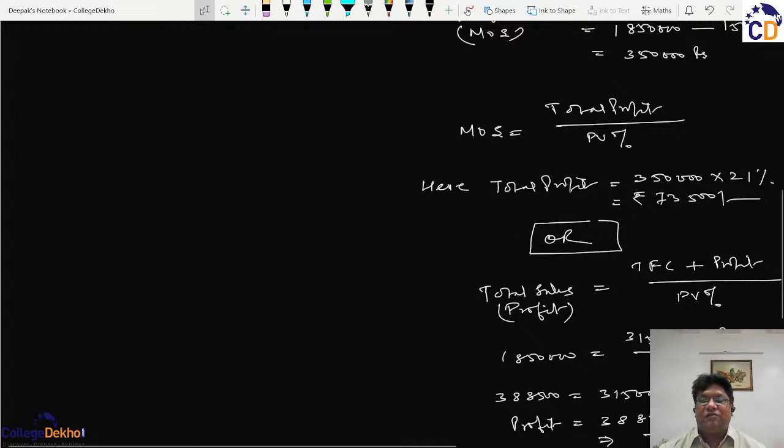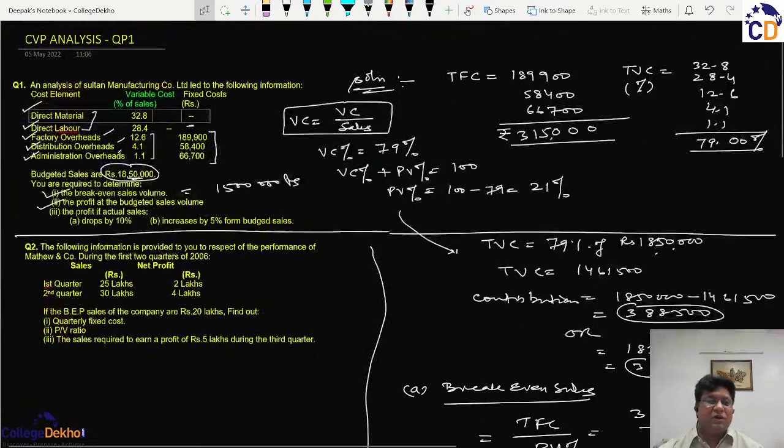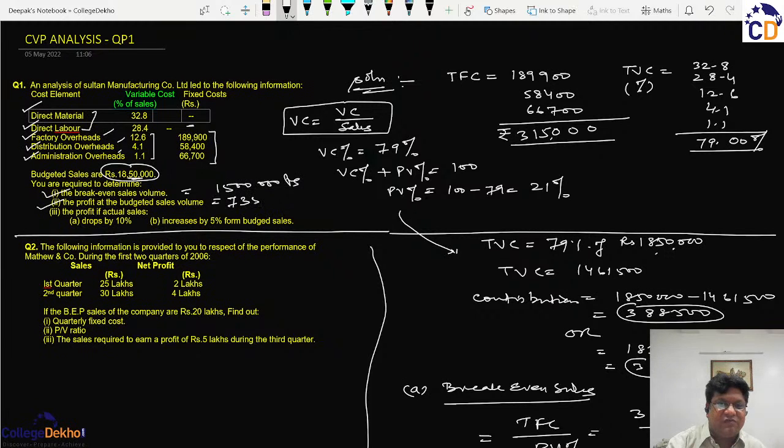So it's the choice of the student whether he wants to calculate the profit by the concept of margin of safety or by the straightforward formula where a particular sales will give you profit provided that the sales is able to cover the fixed cost, and that is the break-even sales. So in this case the profit will come out to be 73,500.